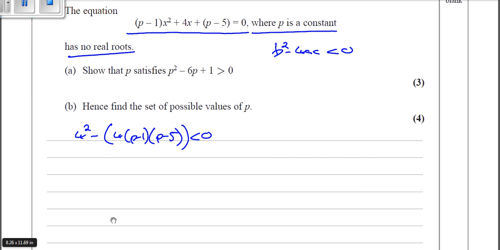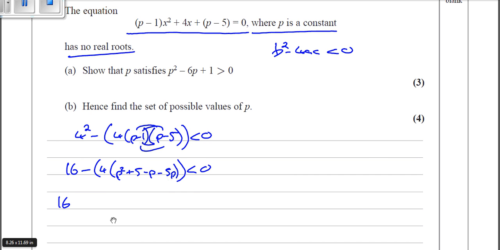is less than 0. So that's going to be 16 minus, let's keep this as is for the time being. So p minus 1, p minus 5, we expand these brackets here. It's going to be p squared plus 5 minus p minus 5p is less than 0.